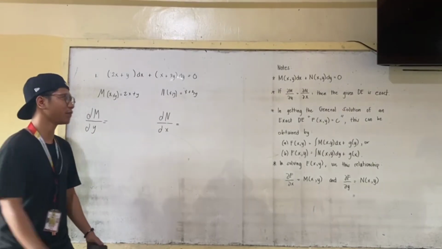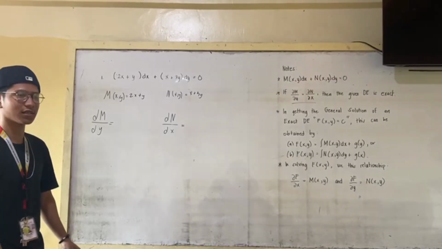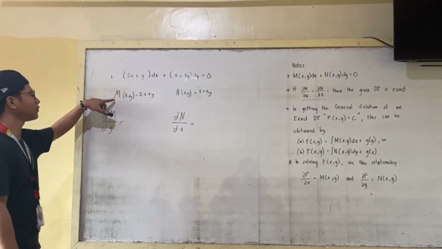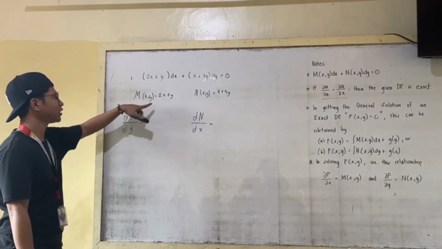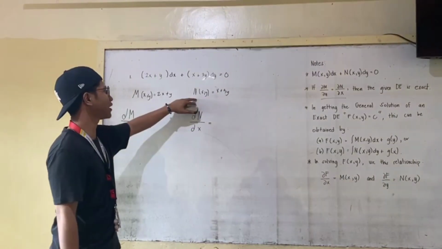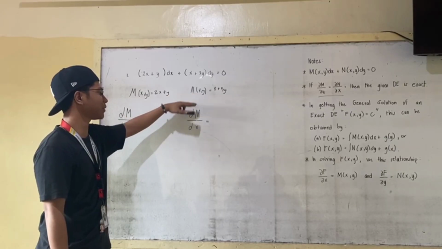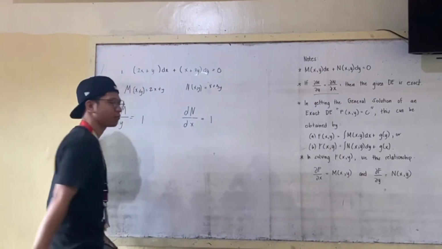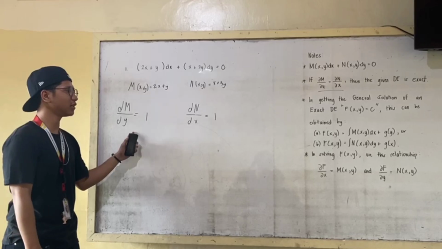The next step is to use this formula to find if the given differential equation is exact. So this is M. Differentiating M with respect to y, this is 1. Next is N. Differentiate N with respect to x, so this will become 1. As you can see, these two are equal, so the differential equation is exact.